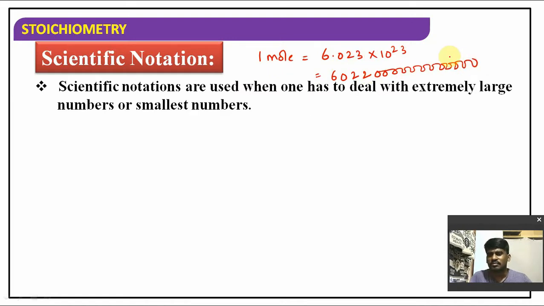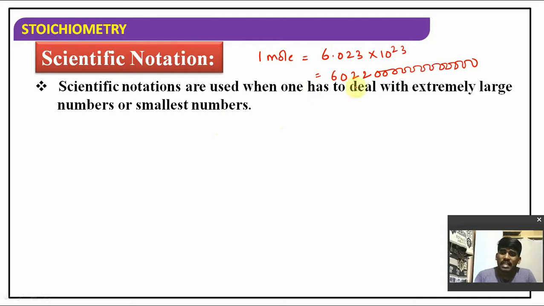And so many zeros are there. Just imagine, so many zeros are there. Yes or no? Just observe it. You just see this number, guys, that is 6022, followed by zeros. It goes on like that.